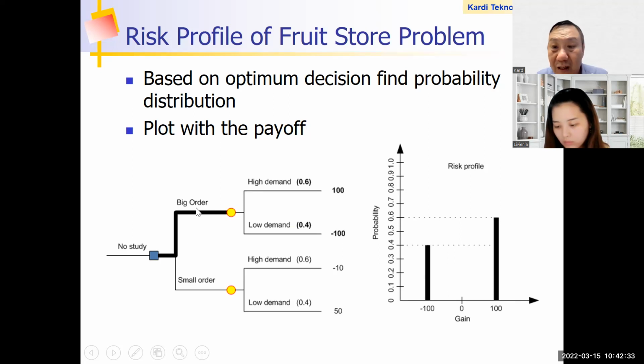This is your decision alternative, right? So then you check in this big order, what is the probability distribution? In that case, you have a probability of 0.4 and 0.6. And then what is the gain in that case? 0.6 is associated with 100, and 0.4 is associated with negative 100.